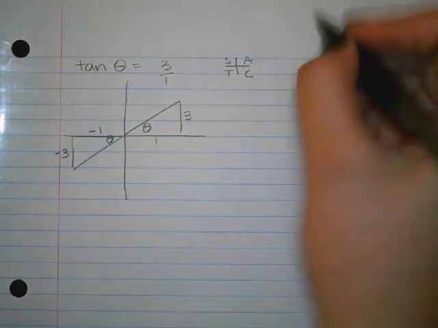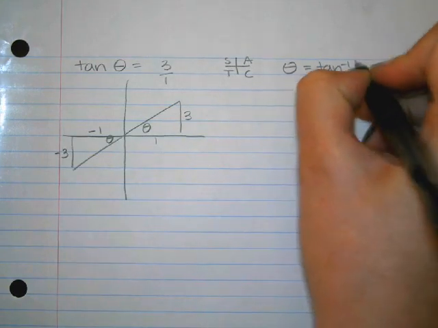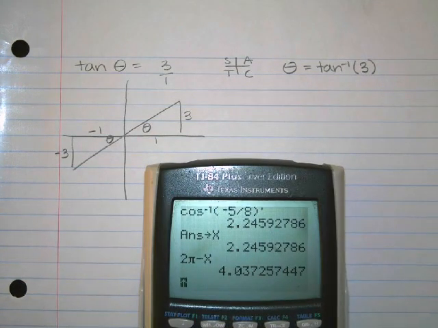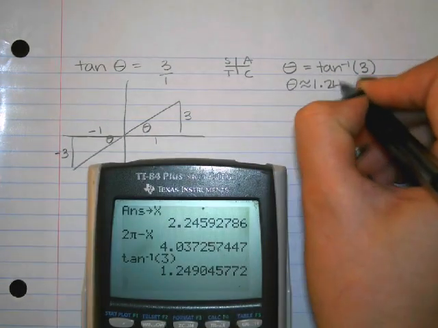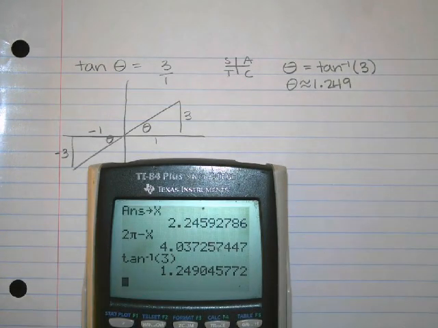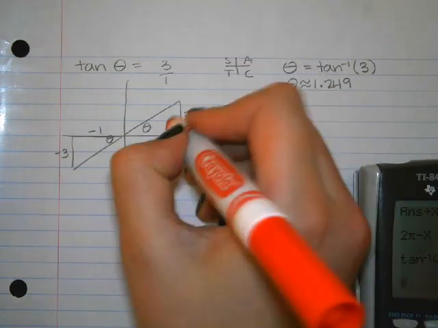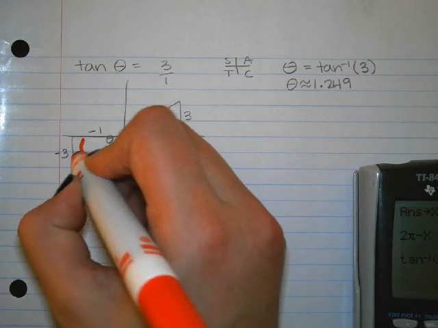So I can say that theta is going to be tan inverse of 3. So tan inverse of 3, and theta gives me 1.249. Okay, so the way that your calculator measured it is it measured this angle right here. So that's a good angle. We can use that as an answer. It also measured this one right here.